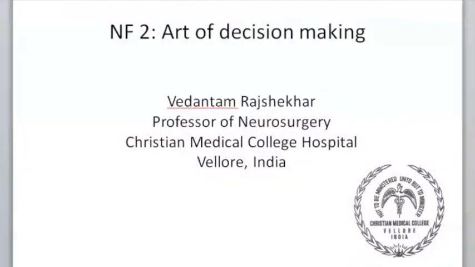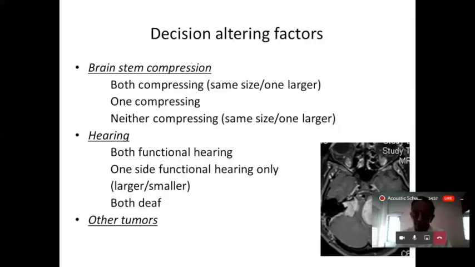So what are the decision altering factors? There are 3 decision altering factors to my mind in a patient with a bilateral vestibular schwannoma. One is brainstem compression, second is hearing, and the third is the presence of other tumors. So as far as brainstem compression is concerned, you could have tumors on both sides which are compressing the brainstem. Brainstem compression is an important component of the decision-making process.